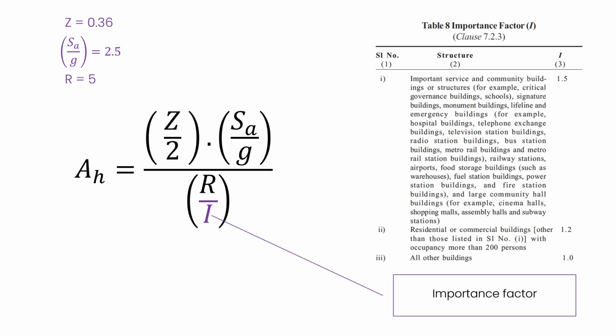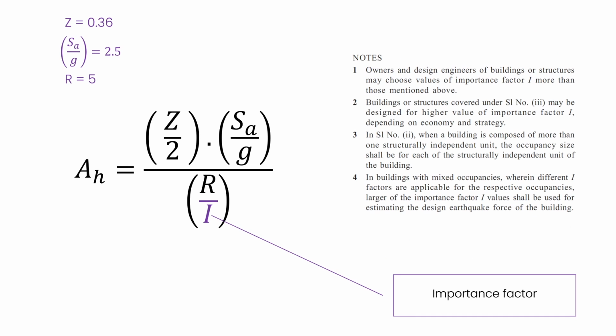And that is why the importance factor for important buildings is 1.5, which is 50% more than for all other buildings, which is just a value of 1. However, we are not bound by these values as per the note given in IS 1893, that the owners and the design engineers can choose the value of importance factor more than those mentioned above. So you can actually use a value greater than that depending upon the economy and the strategy of your building design.